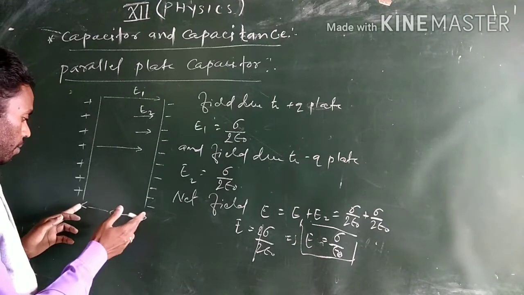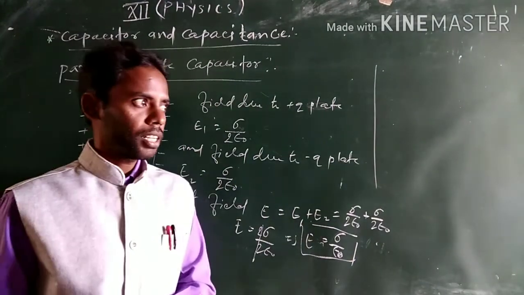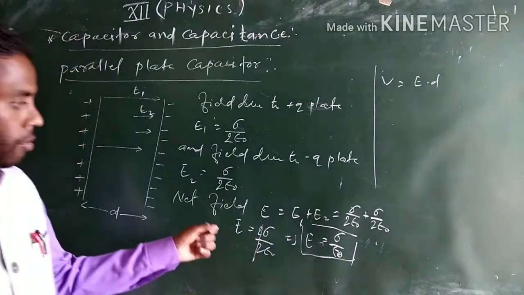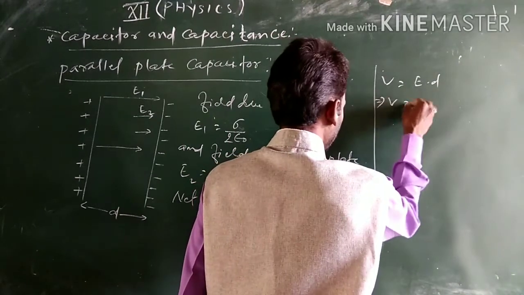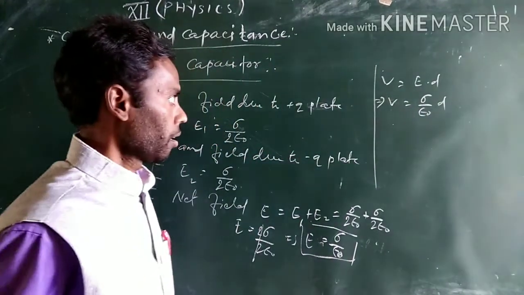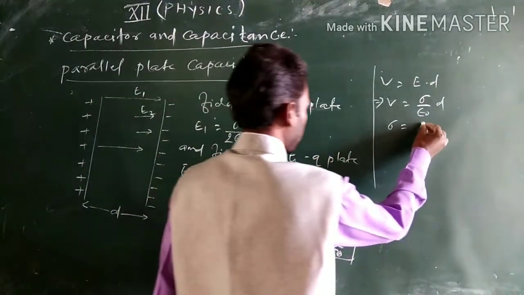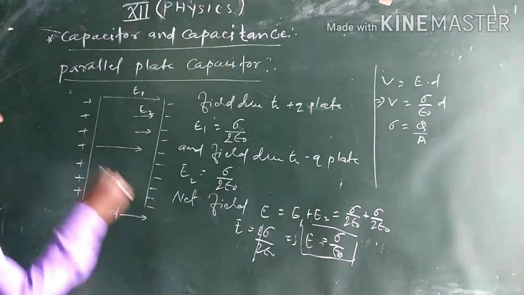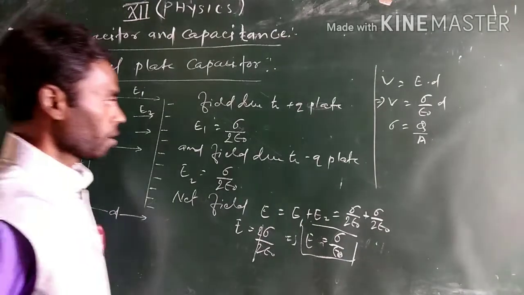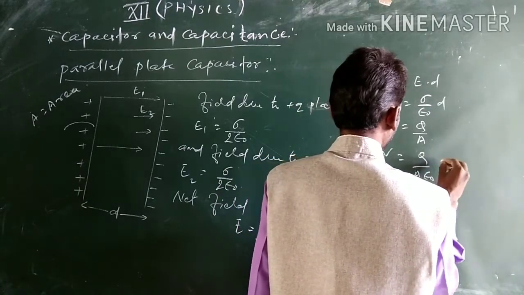Then here is the distance between the plates. We have already learned the relationship between the electric field and potential: potential is equal to electric field into displacement. So the potential is V equal to sigma by epsilon naught into d. Here sigma just shows the charge density, which we have already learned is charge per unit area, where A is the area of the plate and d is the distance. Putting in place of sigma equal to Q by A, V is equal to Q divided by A epsilon naught into d.